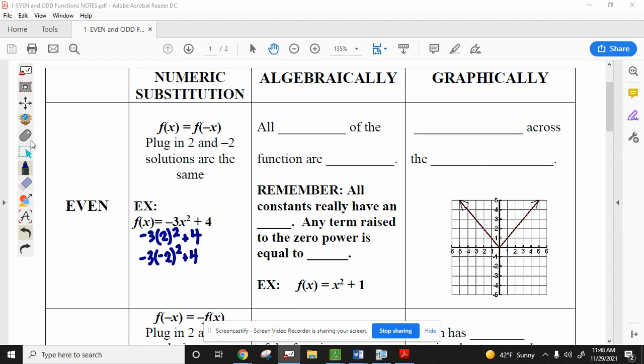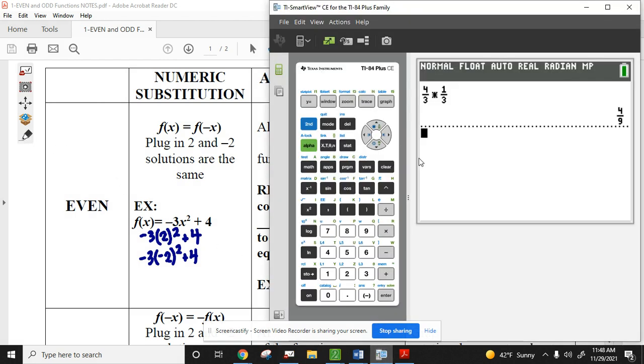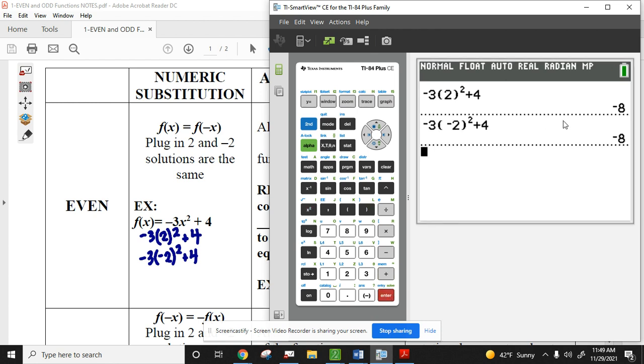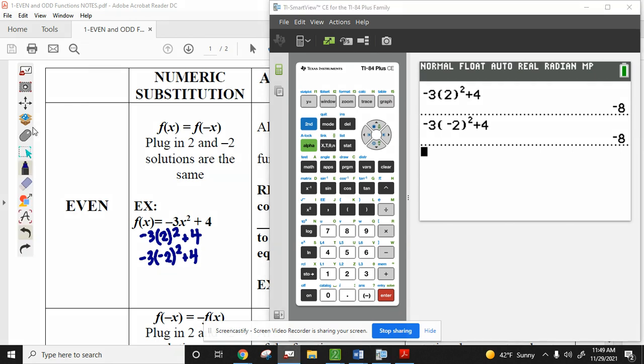So you're going to take that and type it in your calculator. So let me get the calculator pulled up. Negative 3, make sure you put the parentheses, they're important, times 2 squared plus 4. You get your answer. And then we do the same thing, but now with negative 2. So negative 3, parentheses, negative 2 squared plus 4. We get negative 8 for both of those, which means it's an even function.